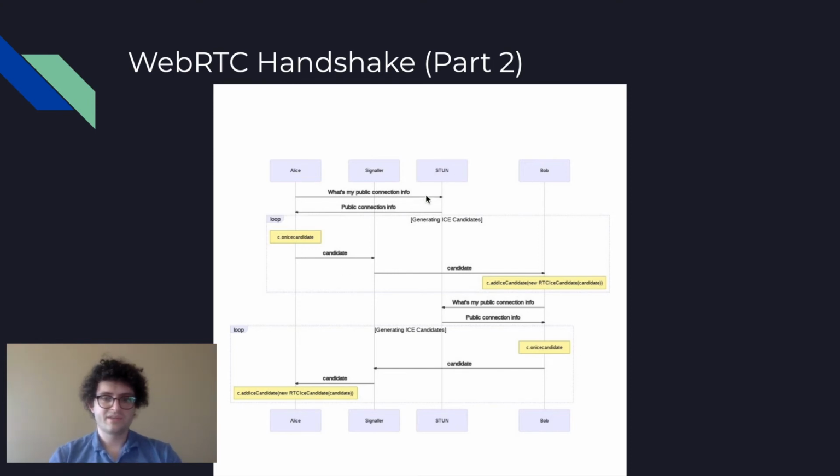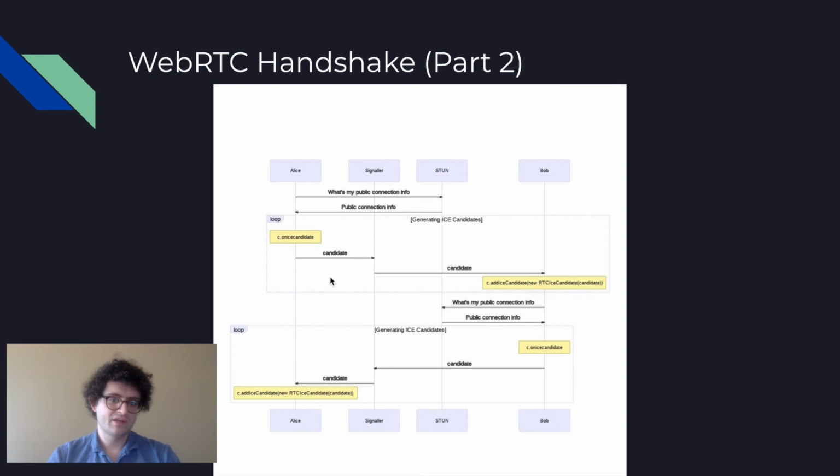When you set the local description, WebRTC will start looking for ways to transmit that data. So you can see that we're starting to generate ICE candidates from that STUN server. So Alice asked the STUN server, what connection info? STUN starts saying that back, which allows WebRTC to start generating the ICE candidates.